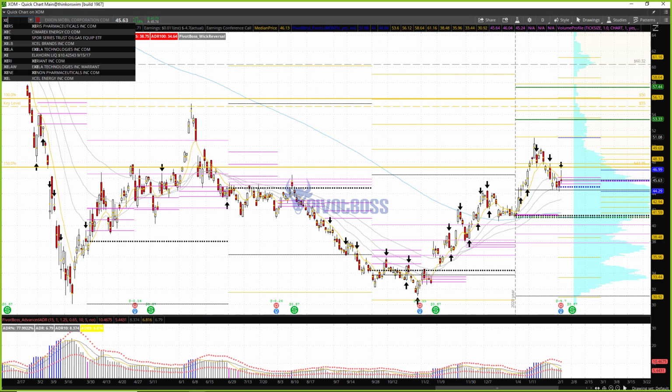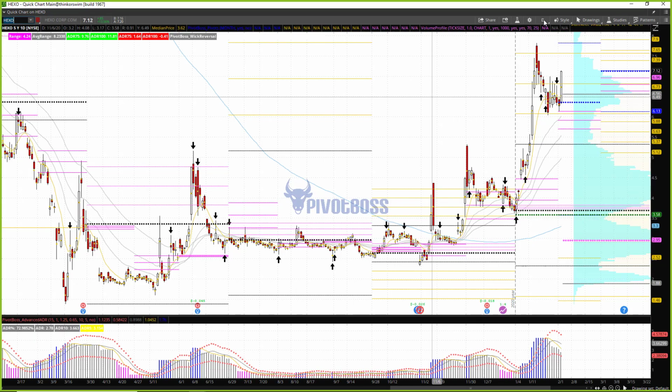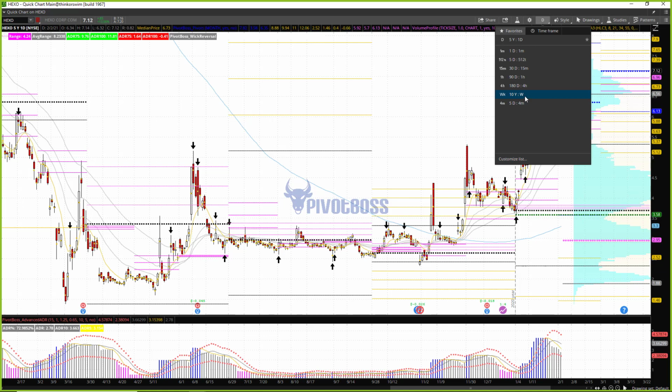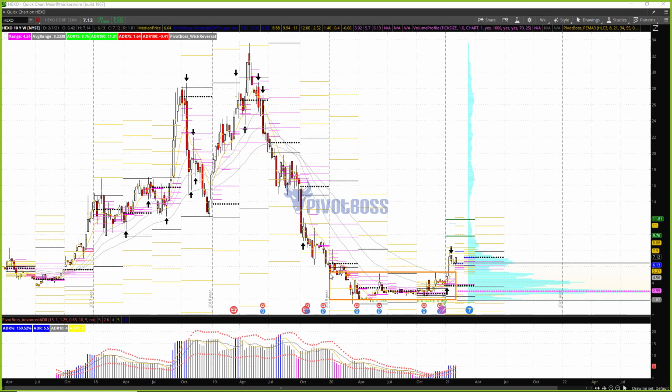I wanted to also talk about Hexo. We've been talking about long-term accumulation patterns in the weekly time frame, and Chronos and how it's played out, and then TLRY, how that's playing out. Hexo looks very similar. You can see this great accumulation that developed right there, and a really good breakout to begin the year.